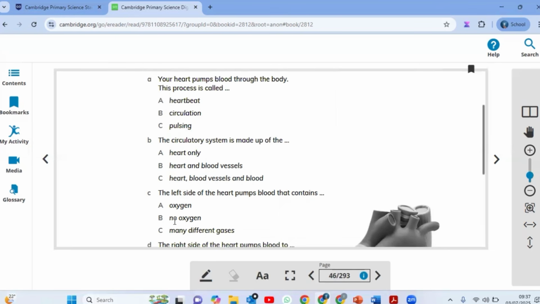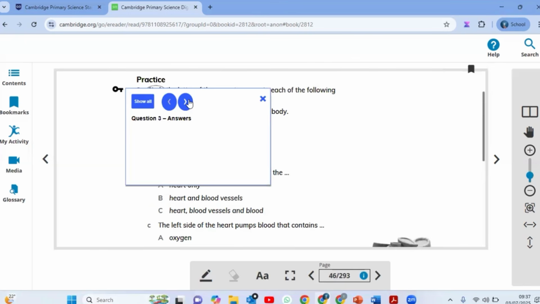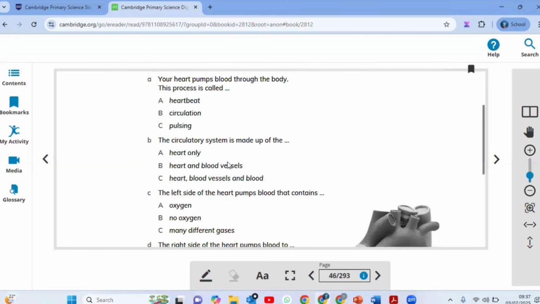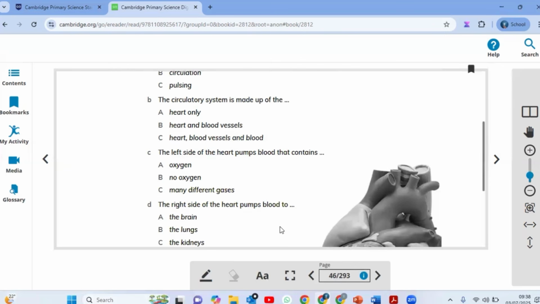Question 3. The left side of the heart pumps blood that contains oxygen, no oxygen, or many different gases. A, B, C. What do you think? The left side. It is A. So the left side always has what? Oxygen, which pumps the blood to all the body.